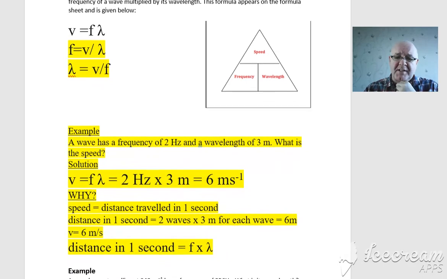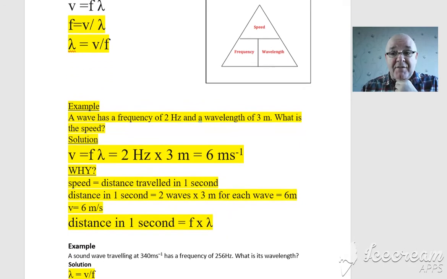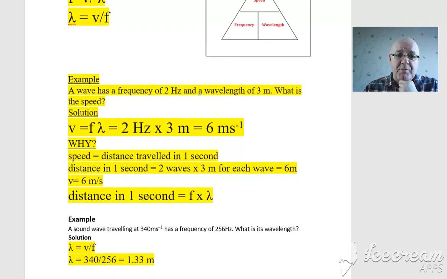So I want to show you this example. Again, it's not in the book, but I wanted to show you why v equals f lambda. It says a wave has a frequency of 2 Hz and a wavelength of 3 meters. What is the speed? Well, the solution is that v equals f lambda. f is 2 and lambda is 3, so when you multiply them, you get 6 meters per second.